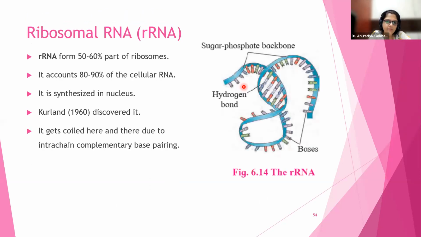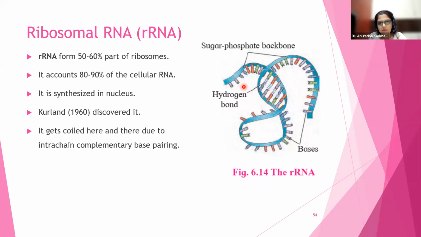Look at the rRNA. rRNA forms 50 to 60% of the ribosomes. Okay? It accounts for 80 to 90% of the cellular RNA. So your mRNA was only 3%, whereas rRNA is almost 90%. It is synthesized in the nucleus. Rather, I would say it is in the nucleolus. The nucleolus inside the nucleus is the factory for rRNA synthesis. Okay.